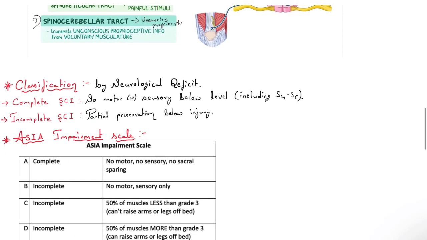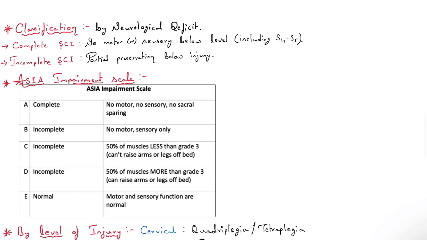Okay, now classification of spinal cord injury. If you look at the classification of spinal cord injury, it is mostly by neurological deficit, because that is mainly for function like motor, sensory and autonomic functions. The main thing is the spinal cord. If any damage or injury happens to the spinal cord, we can see some neurologic deficit.